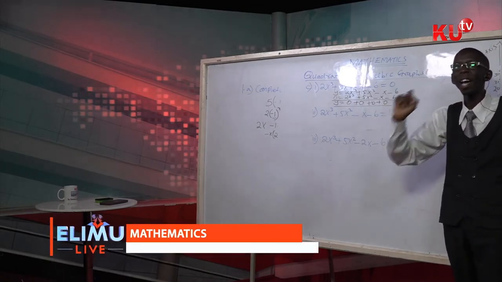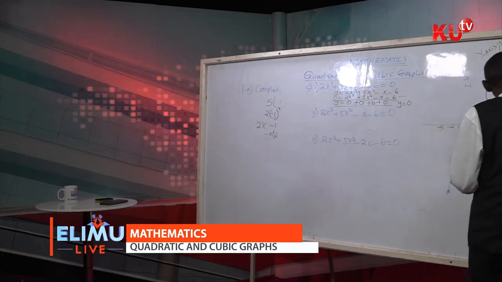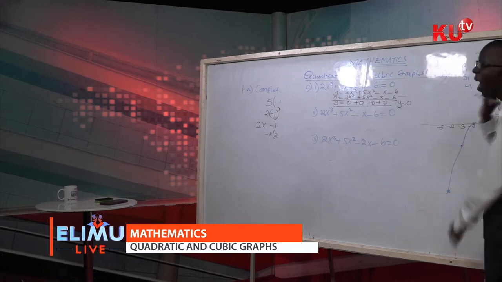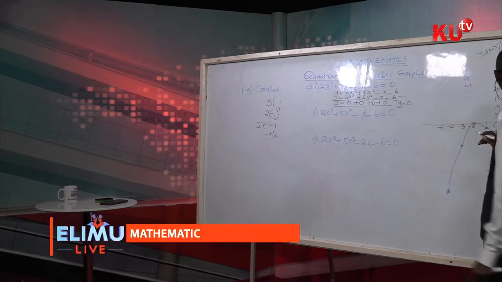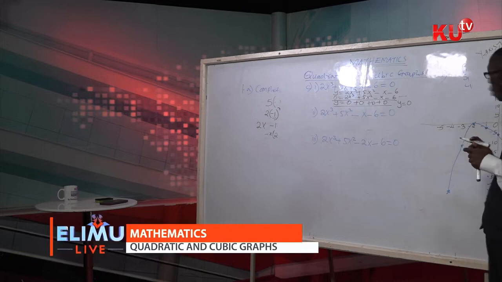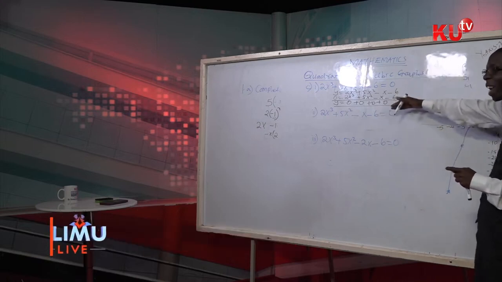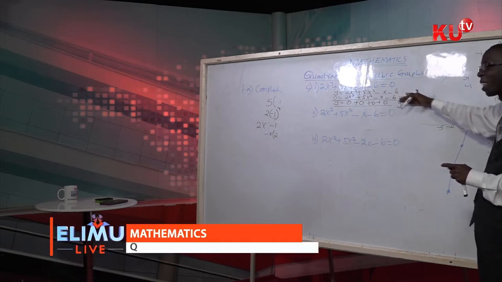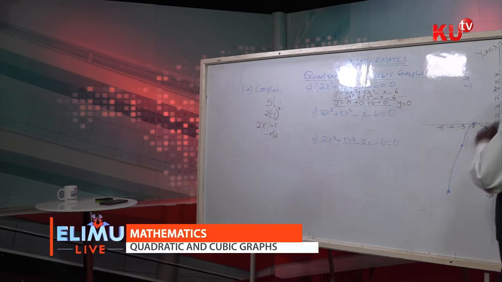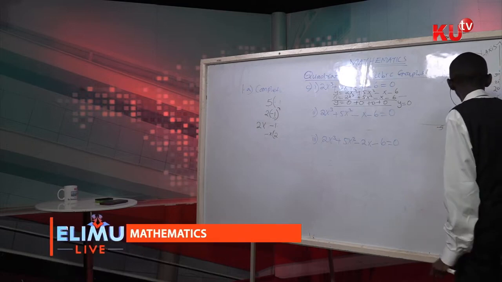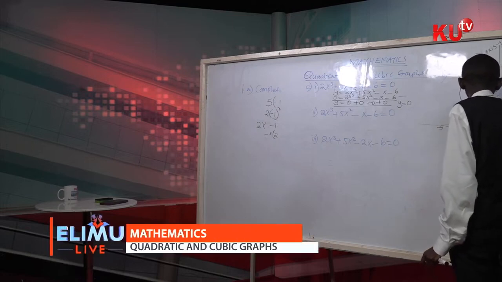So you'll go back to your graph, my dear student. The x-axis is the line y is equal to 0. So you come and write y is equal to 0 on your x-axis. The x-axis is the line y is equal to 0. So after getting that your value of y is equal to 0, you'll come to your x-axis and write on that line y is equal to 0.